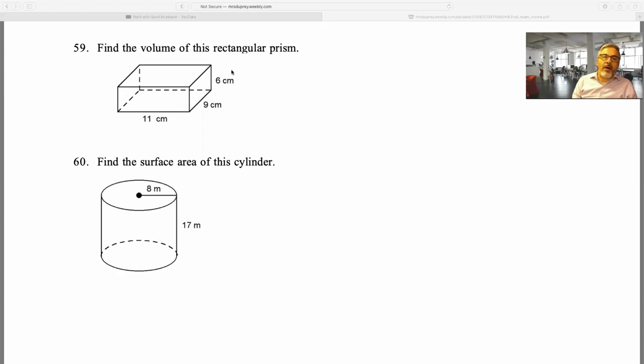So find the volume. The volume of a rectangular prism is width times length times height, and therefore the width here is 9, the length is 11, times the height, which is 6. So 6 times 11 times 9 equals 594.